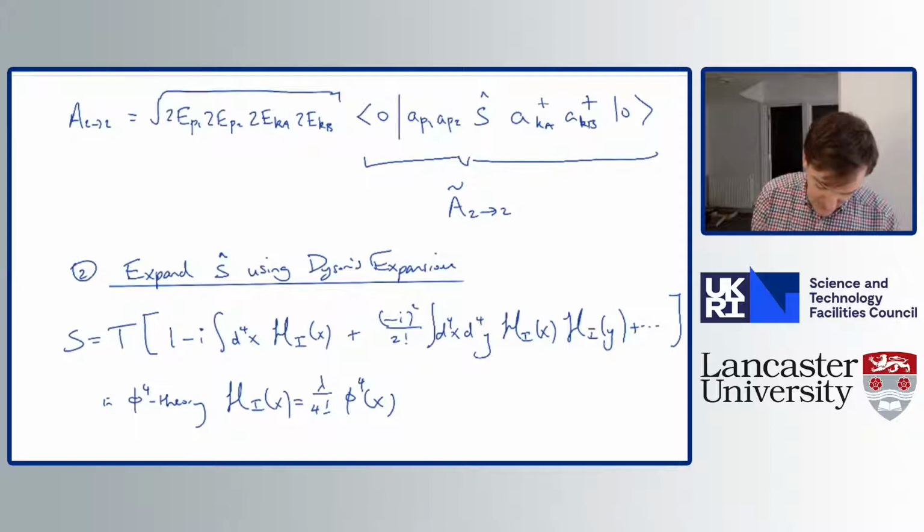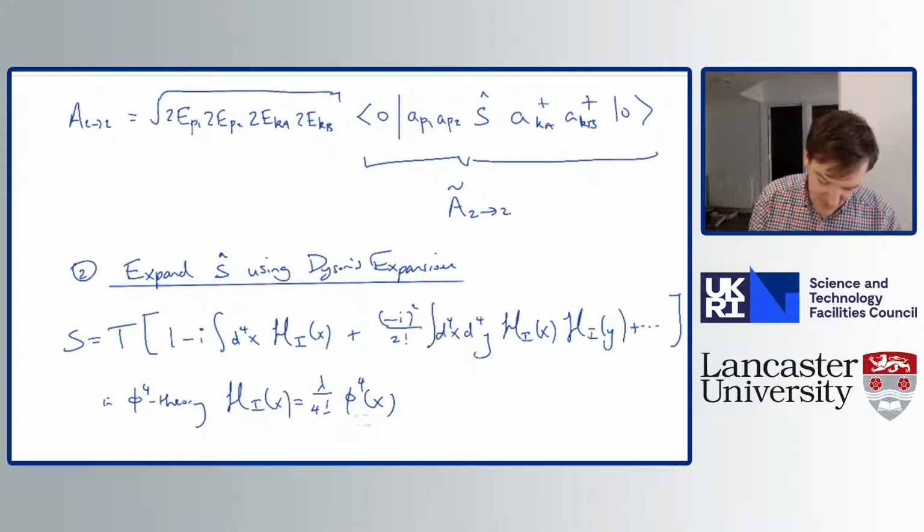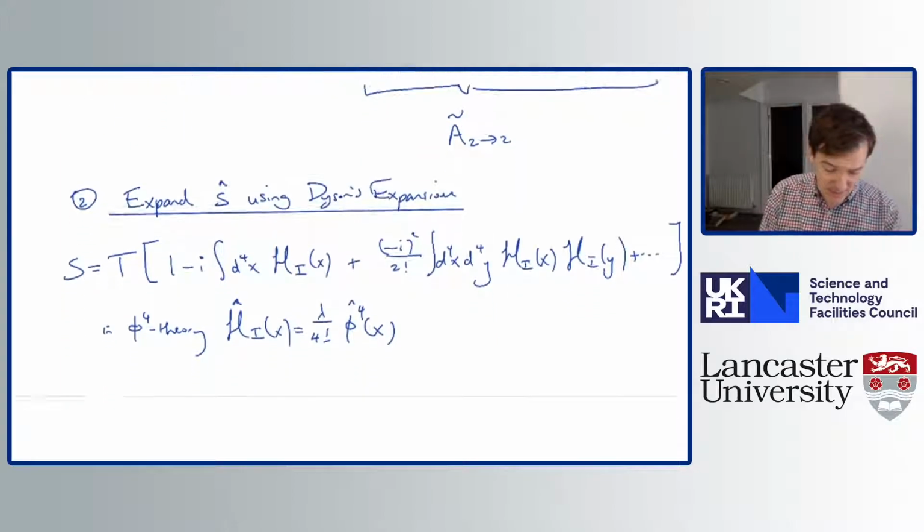So in principle, I could keep writing i's here, but again, just to save me writing this all the time, I'm going to drop the I, but you should understand that this is the field for operators. This is the field in the interaction picture, but as we said previously, the advantage of being in the interaction picture is we know how to expand this. We expanded it before, and it's just the same expansion that we had in the free theory. So what does this mean in practice?